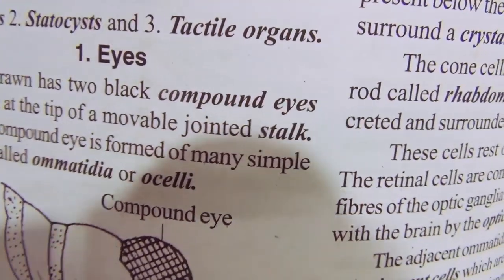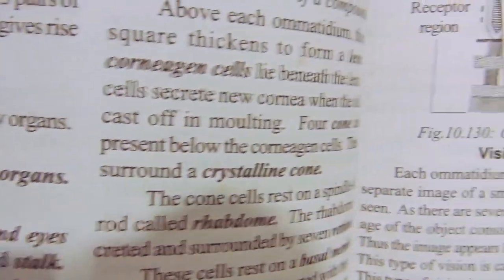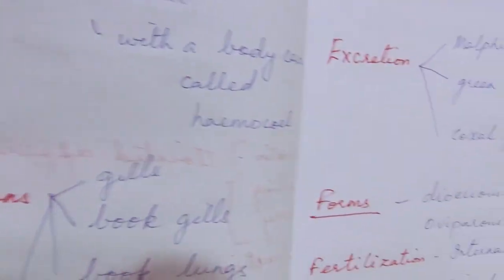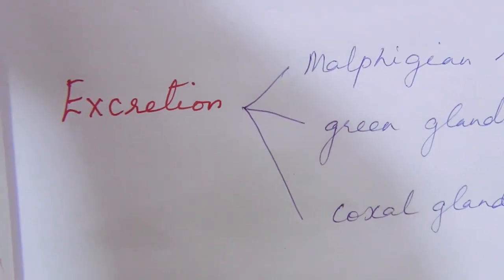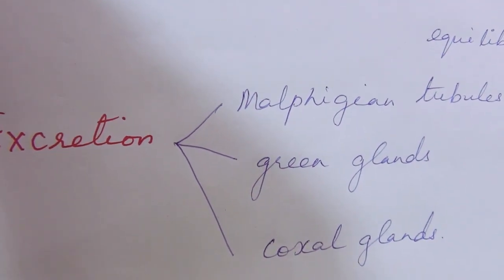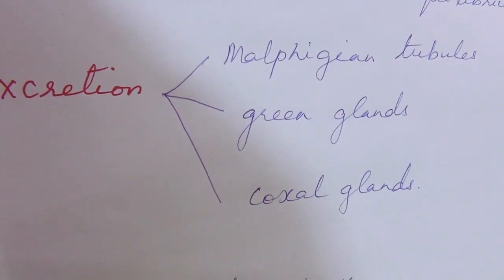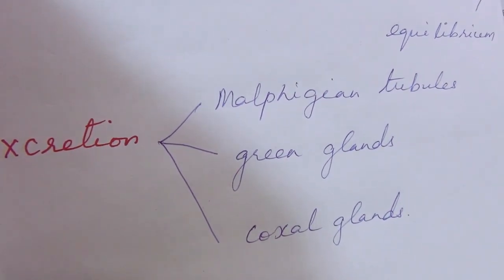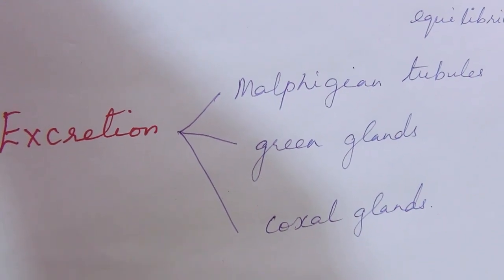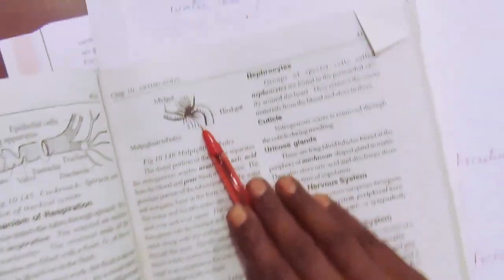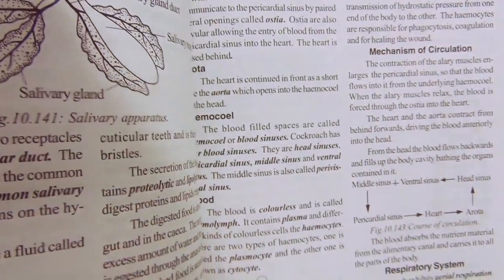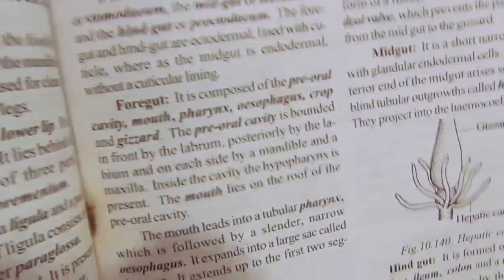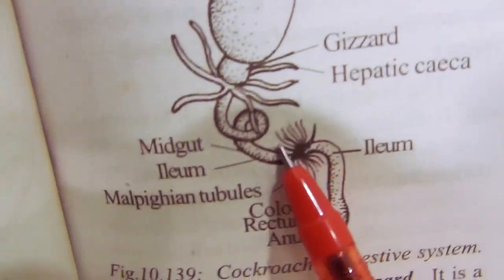Okay. Then coming to the next part is called excretion. Excretion, we have seen, it is malpighian tubules, green glands and coxal glands. What are they? Malpighian tubules, coxal gland and green gland. In a prawn, we can see this green gland very easily. Malpighian tubules, you can see it here. It is a malpighian tubule that is present in cockroach, children. And in prawn, I'll take prawn. These are malpighian tubules in the digestive system, but they are useful in excretory products.